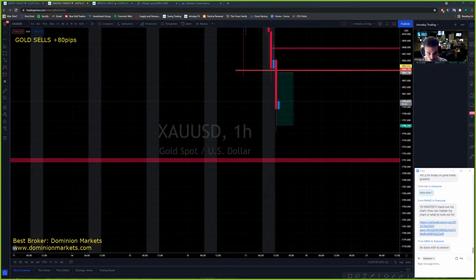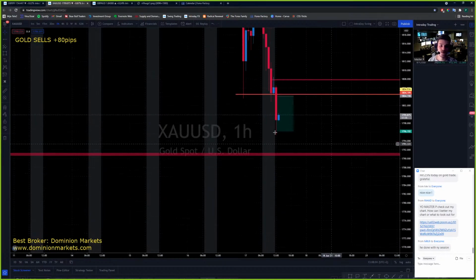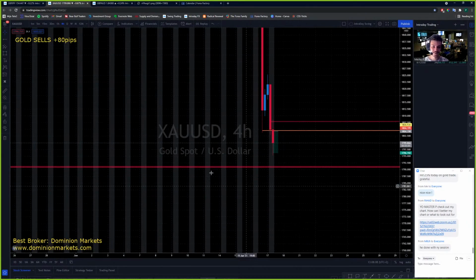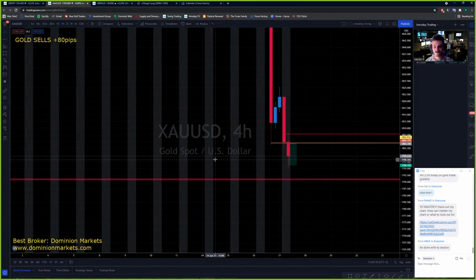Got some divergences on the RSI. Ooh, divergences. So it's gonna be a buy. That's what it's telling me, but price action doesn't tell me that. Then I'm not doing anything. It's just funny.